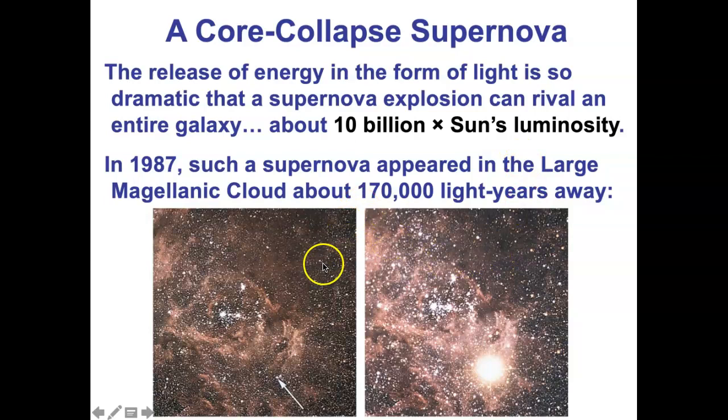For example, here's a picture of the Tarantula Nebula. This is a star-forming region in the Large Magellanic Cloud, which is a dwarf galaxy that's orbiting around the Milky Way. It's about 170,000 light years away. And all of a sudden, one day in 1987, there was that star right there, minding its own business, and then, boom, the star exploded. Because that star had reached the end of its life. The whole core turned into iron, the iron core imploded down into a neutron star, and all the outer layers of the star exploded.